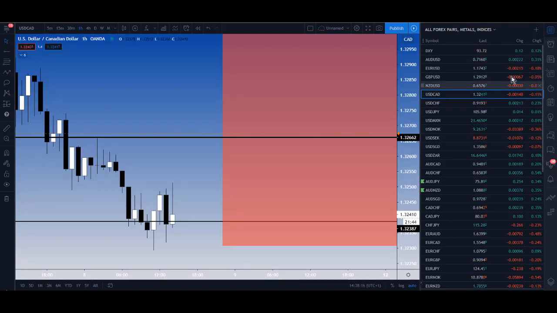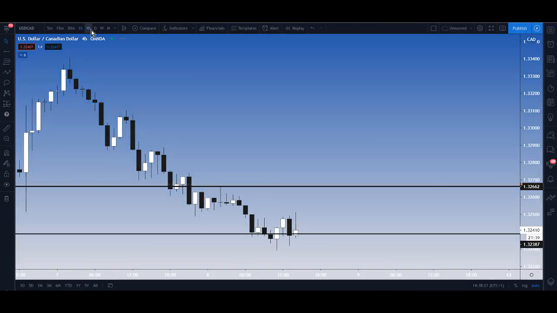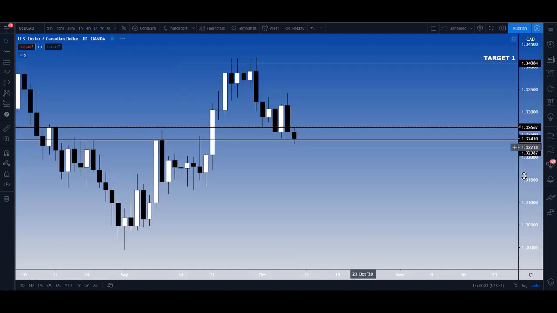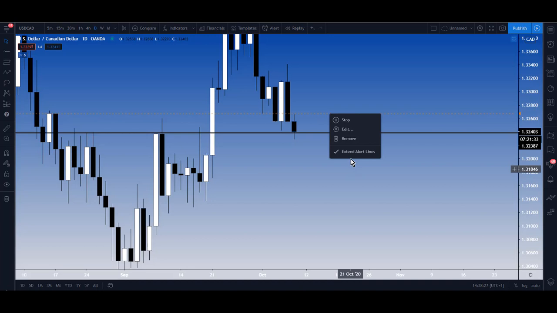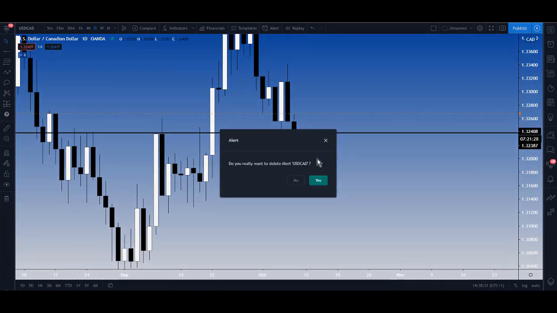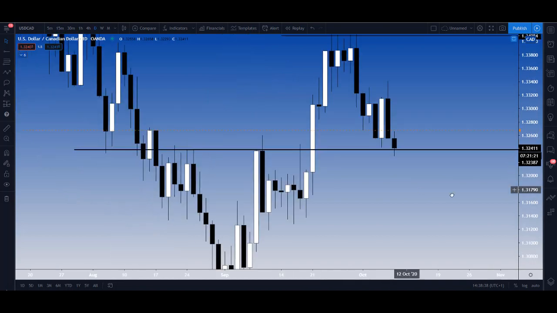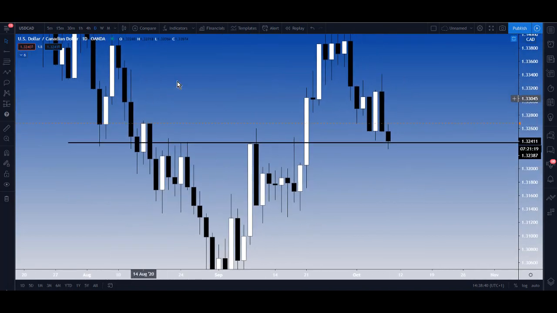Dollar CAD's also at an interesting position, but again, we're not seeing that strength yet. When I say it's an interesting position, it's because I'll just delete some of these alerts and stuff, make the chart look a little bit more clean for you. So this is the daily chart. You can see that support, resistance, resistance, and now we're at support again, aren't we?